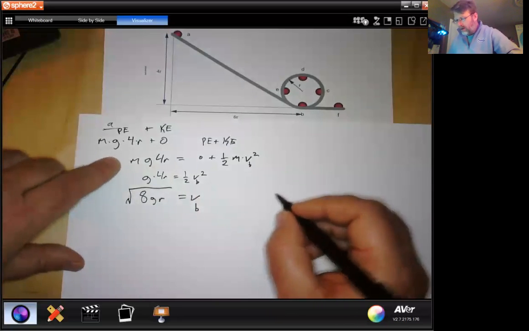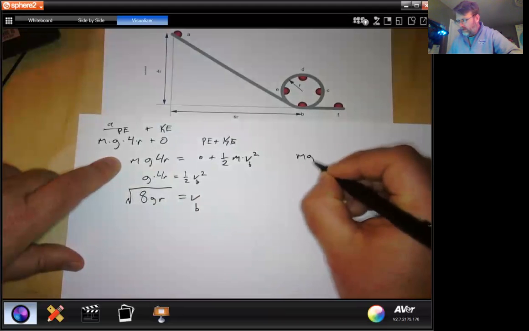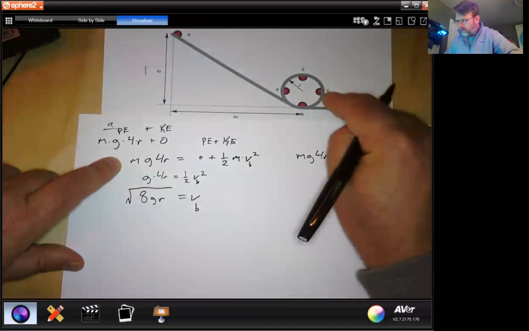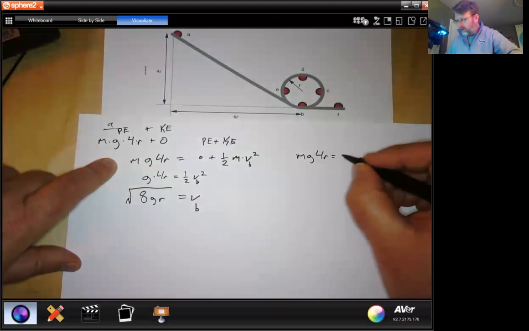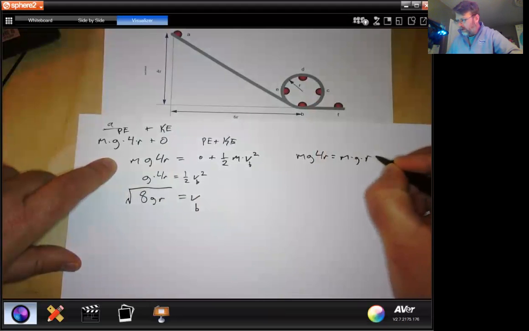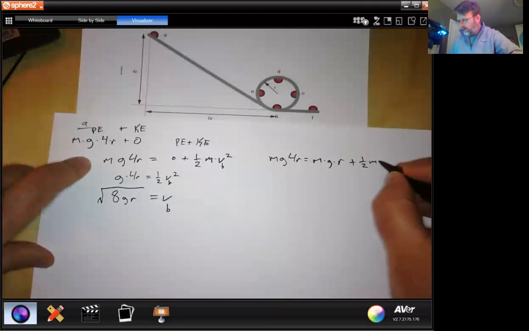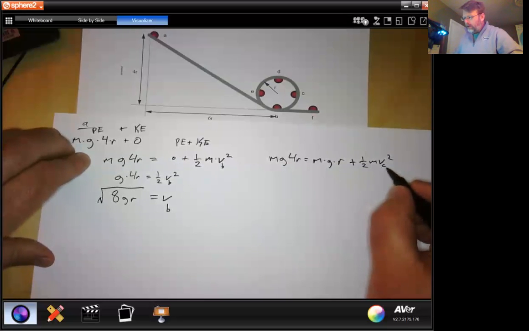Okay, now on to part C. mg4r equals, now it has a height. Looks like it's a height of 1r up. So we're going to have m times g times r plus 1/2 m v, and this is at C, squared.